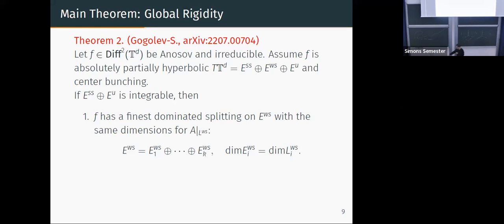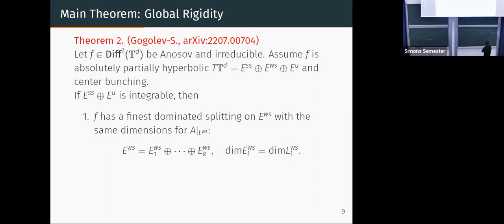Okay, I just draw the partially hyperbolic splitting. Absolutely partially hyperbolic, that doesn't depend on the points. Okay, that is my DF, with the norm of DF on the strong stable smaller than mu, smaller than the mininorm of DF on the weak stable, and also smaller than the norm of DF on the weak stable. Yeah, it is uniform. It doesn't depend on the points.